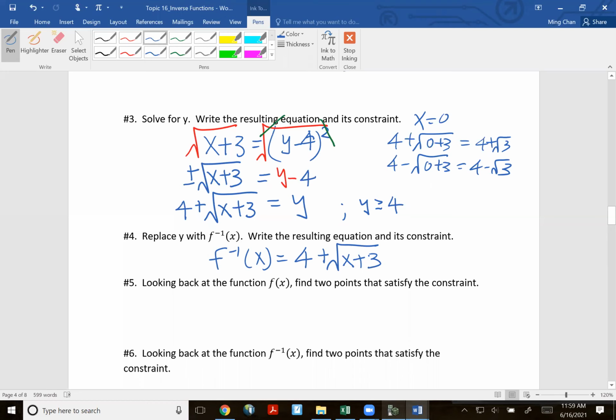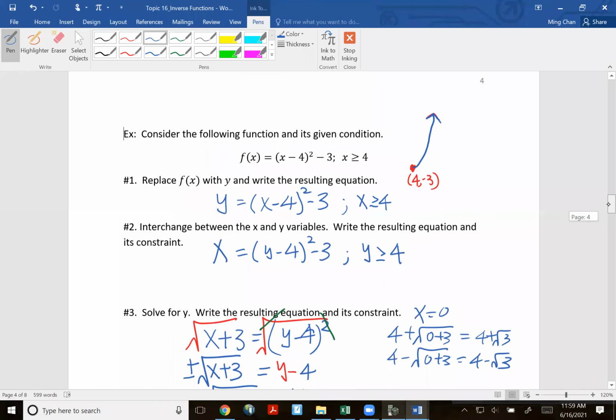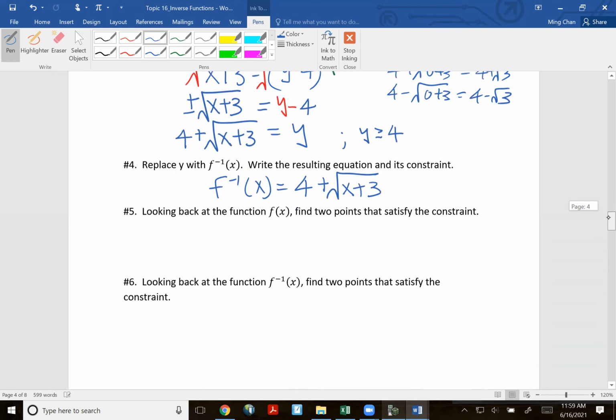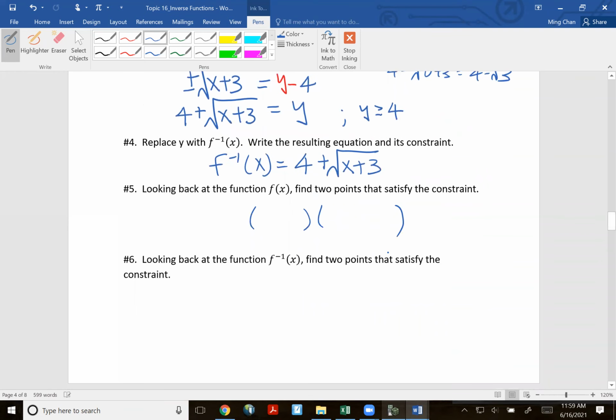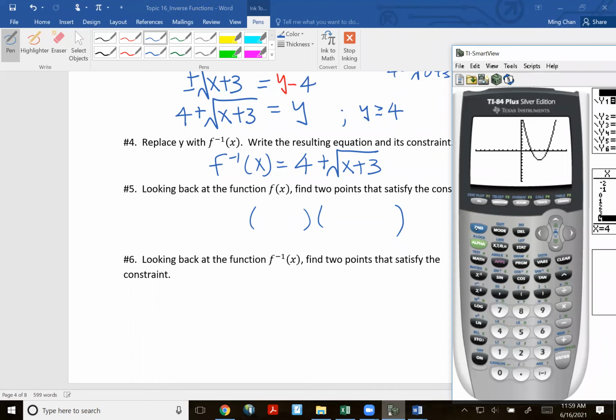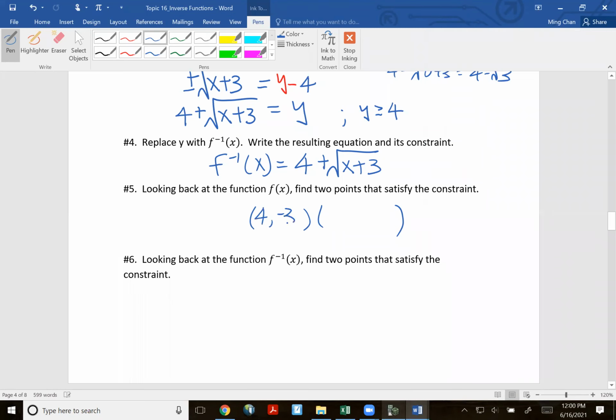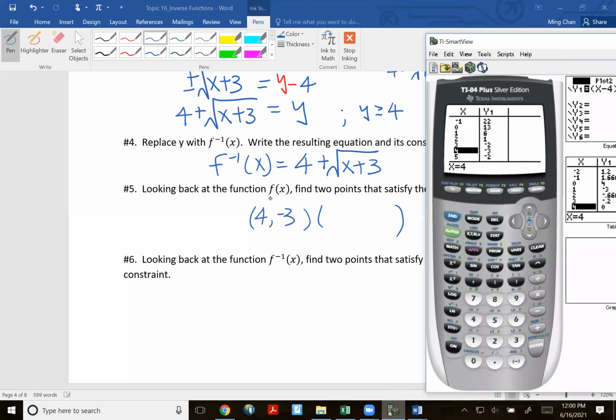Okay. All right, looking back at the function f of x, find 2 points that satisfy the constraints. So if I were you, I will graph this along with this constraint, and I will actually go use a calculator to give me 2 points. All right, I already graphed it, right? Remember, I can only pick x value bigger than or equal to 4. So the first one I'm going to pick is 4, -3. I already knew the 4, -3 is a point for that half a parabola. All right, I'm gonna go back. So this is a function f, right? Original function. I'm gonna just pick, maybe like a 6, 1.